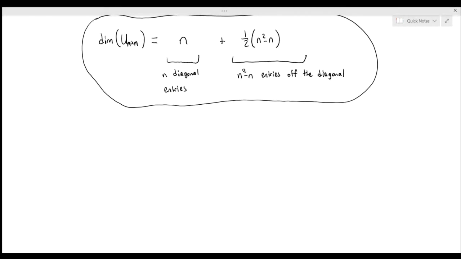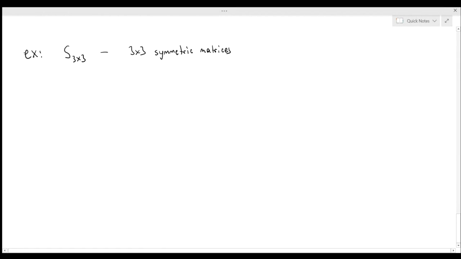I won't do anti-symmetric matrices, but I will do symmetric matrices instead. I'll start with the space of 2 by 2 symmetric. Well, I'll do maybe 3 by 3 first. So let's look at 3 by 3 symmetric matrices. Let's say I want to find a basis for this space.